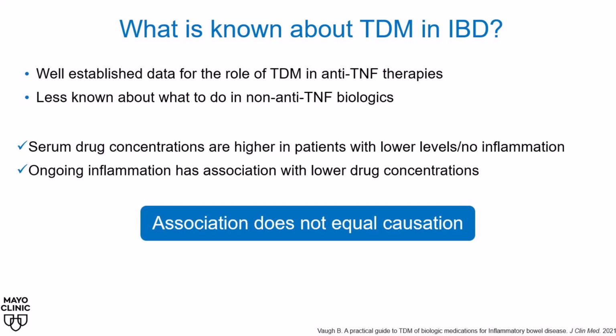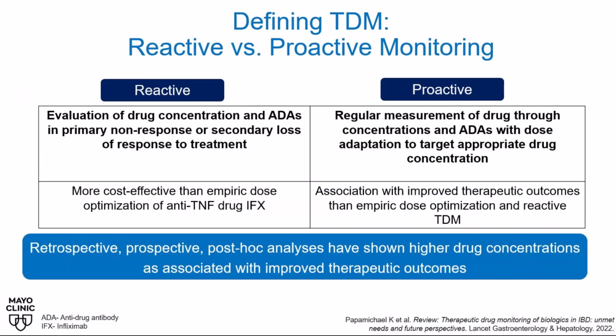So what do we know about therapeutic drug monitoring in inflammatory bowel disease? There's definitely well-established data about the role of TDM in anti-TNF therapies, but we know a little bit less about non-anti-TNF therapies. We also know that serum drug concentrations are higher in patients that have lower levels of inflammation or none, and that ongoing inflammation is associated with lower drug concentrations. These associations are important, but that does not necessarily mean causation. So there may be an opportunity where we try to push patients to a drug level that is able to achieve a level of healing for them.